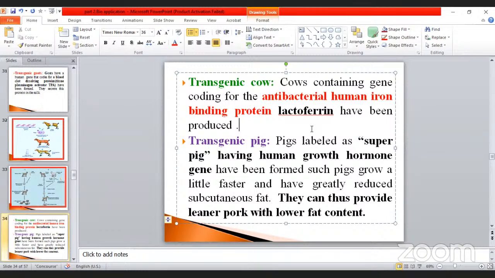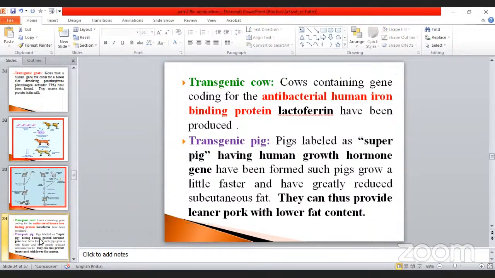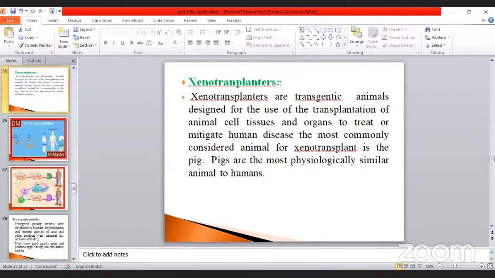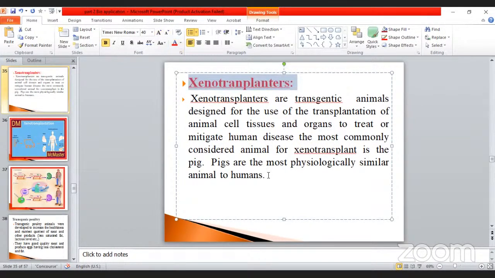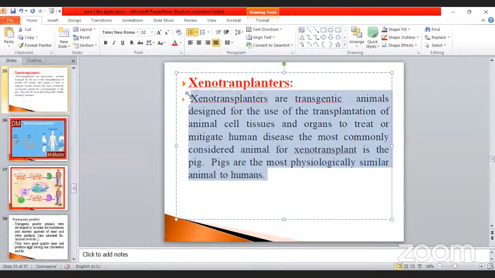That is very, very important, my dear. What are the two purposes? Two things are there. One is the human growth hormone secreted by the super pig. And not only that, the lower fat content is also present in the pork meat. These are the two things, pig meats. These are the purposes for which they were used for the commercial aspect. And another one is also a very, very important point.